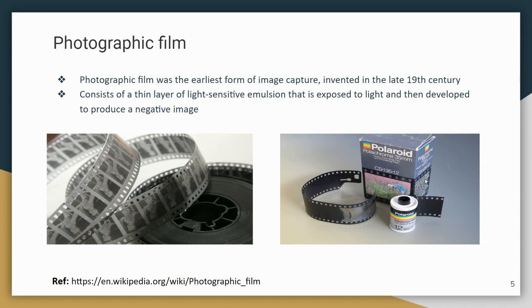Photographic film. A photographic film is a strip or sheet of transparent film base coated on one side with a gelatin emulsion containing microscopically small light-sensitive silver halide crystals. The size and other characteristics of the crystals determine the sensitivity, contrast, and resolution of the film. It was the earliest form of image capture in the 19th century. It was used to produce negative images. Let's move on to the next invention.